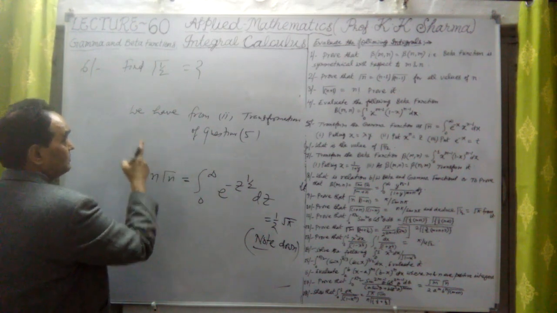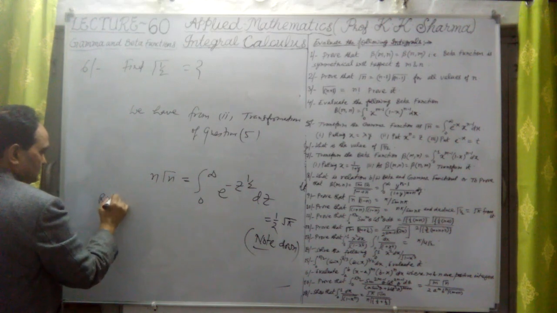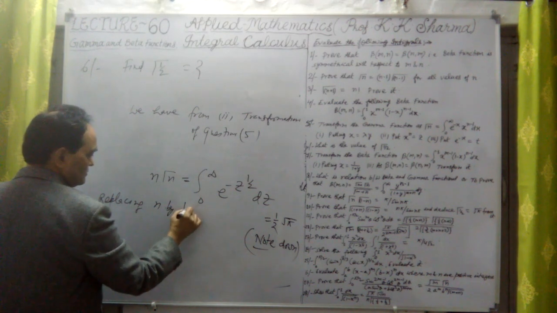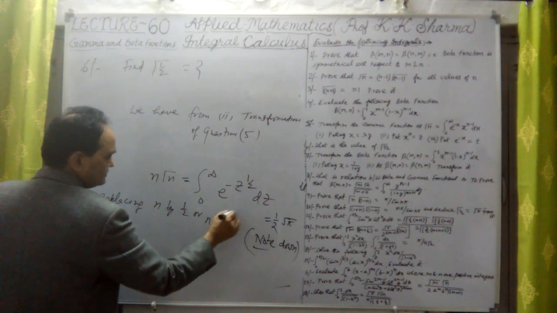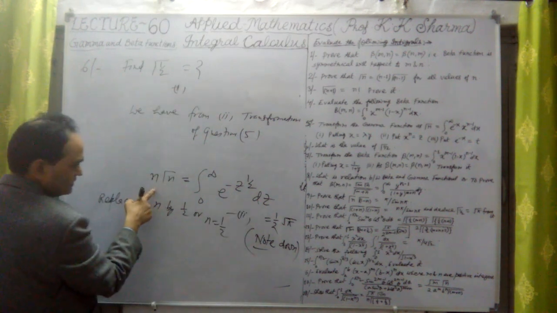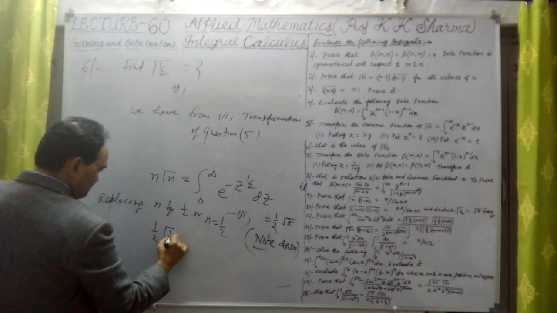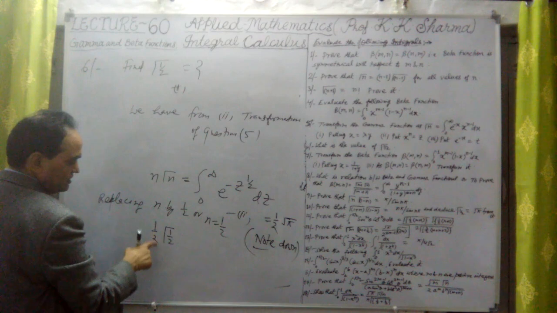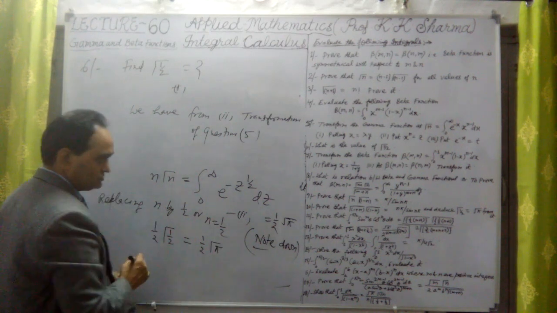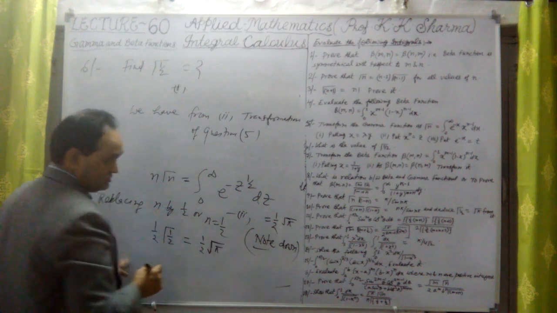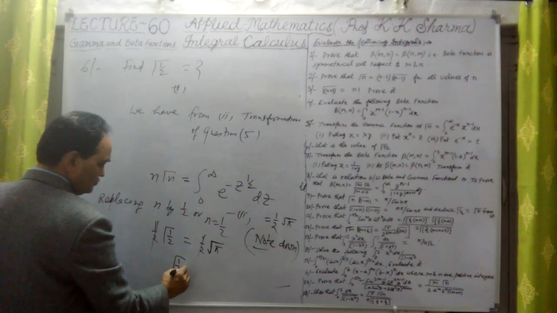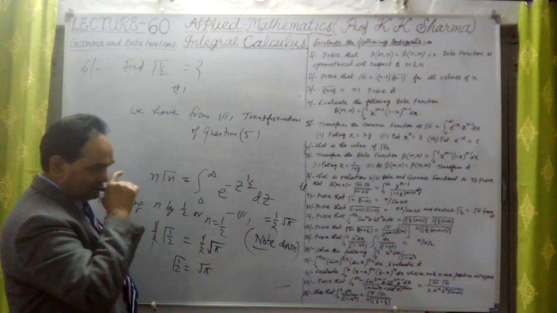If I replace n by half, because here it is half, so replacing n by half, or n is equal to half, if we substitute this in the second equation, that was the first one we have calculated. In this second one, if I substitute n equal to half, that means half into gamma half is equal to this value, 1.2 into root 5. The 1.2 cancels out, gamma half equals root 5. This we have to understand.